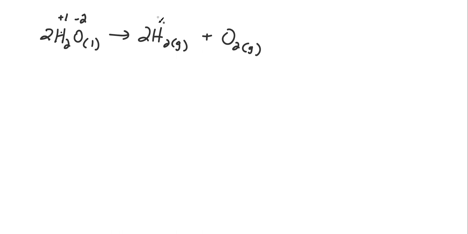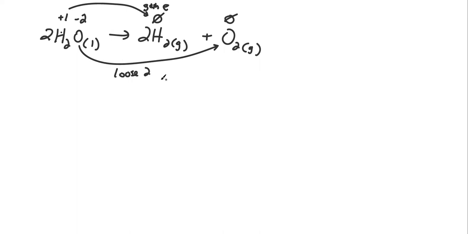Hydrogen here all by itself. We know whenever an atom is just by itself, it gets the charge of the molecule, or in this case, a 0. Same with oxygen, 0. So is this a redox reaction? Well, if we look right here, hydrogen went from +1 to 0. That means it had to gain an electron. Oxygen went from -2 to 0. So that means it had to lose 2 electrons. So this is a redox reaction. We have changes in oxidation numbers.